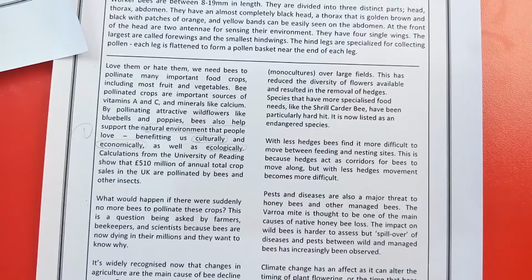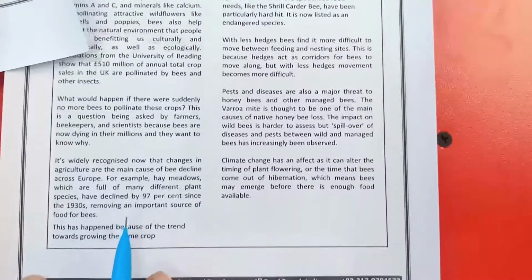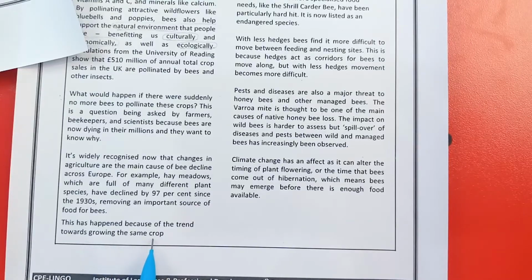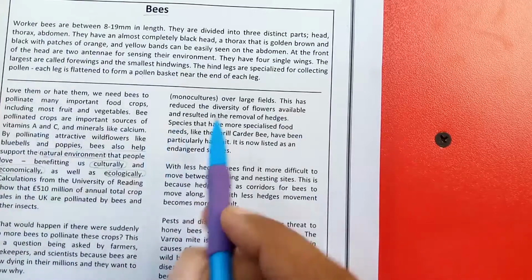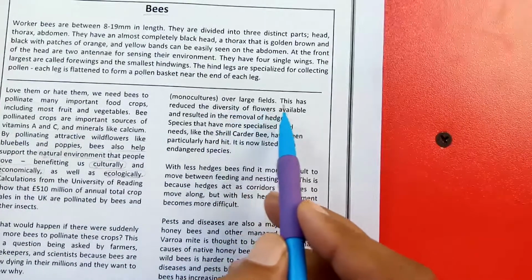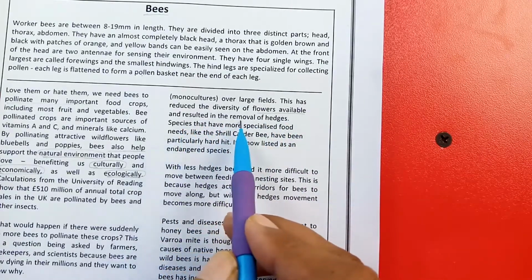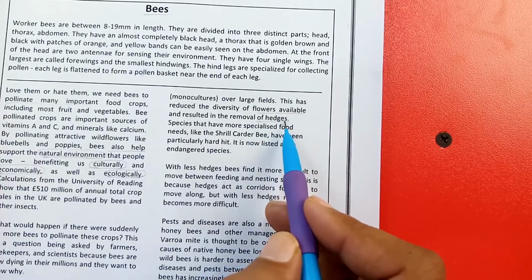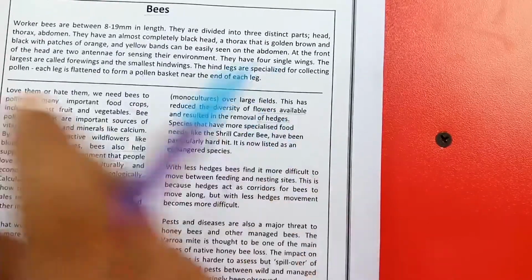This has happened because of the trend towards growing the same crop over large fields. This has reduced the diversity of flowers available and resulted in the removal of hedges. Because of the flowers available, there are the hedges. If there is no flower, there are no hedges.